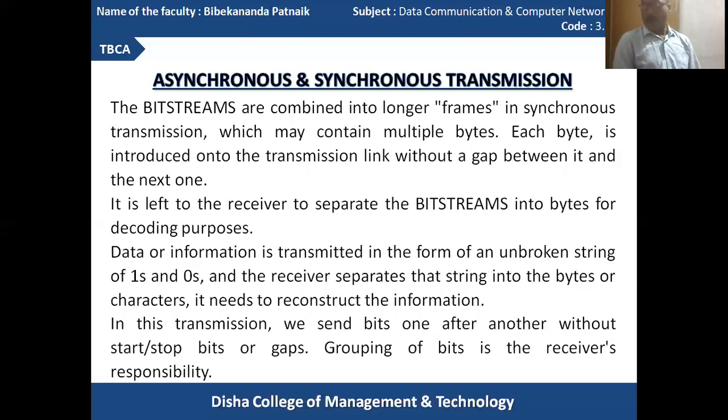Each byte is introduced onto the transmission link without a gap, that is without a space, between it and the next one. So it is normally called a continuous process. Take an example: while writing certain contents, we normally provide a space between one word and the next word. But within a particular word, there is no space in between. So the bit frames and the number of bytes passed from source to destination do not contain any space or gap in between. It is left to the receiver to separate the bit stream into bytes for decoding purposes. So every individual bit stream has a certain indication or recognition point where the receiver can distinguish it.